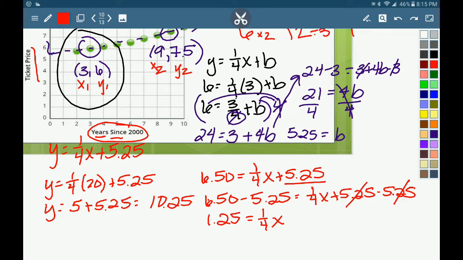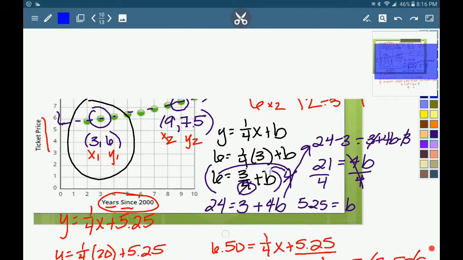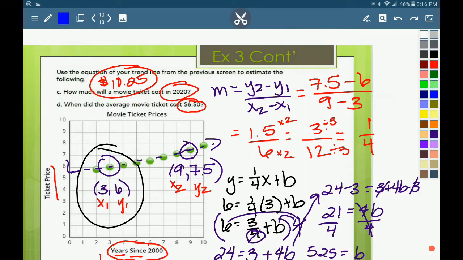Now, whenever you want to clear a fraction, again, you just multiply by whatever's on the denominator. So if you multiply this side by 4, the 4's cancel, and you're left with just 1x. But you have to do the same thing to the other side. So we have x is equal to 5. So since x represents years since 2000, 5 years since 2000 would be about 2005. So my approximation for how much a ticket would cost in 2020 would be $10.25, and my approximation for what year a movie ticket costed $6.50 would be 2005.